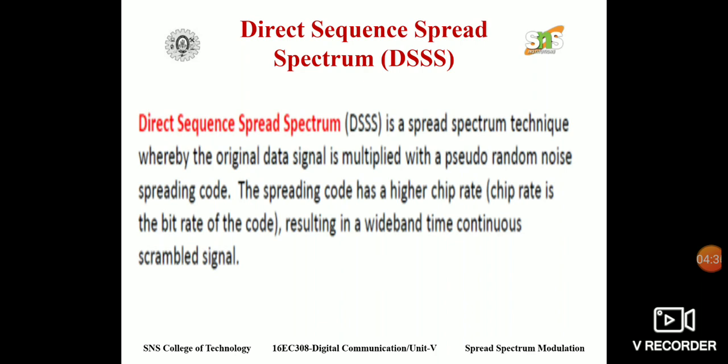Finally, once the original signal is multiplied with the pseudo noise generator signal, the output will be a wideband signal. So that is direct sequence spread spectrum. Here the sequence of the signals is given to the modulator. That's why it is called direct sequence spread spectrum.